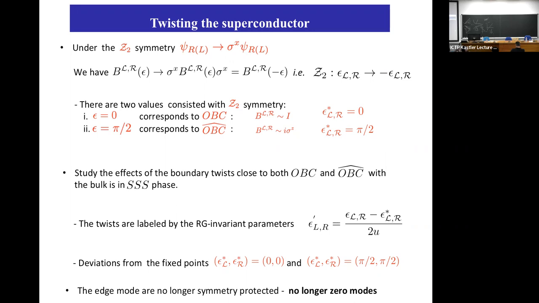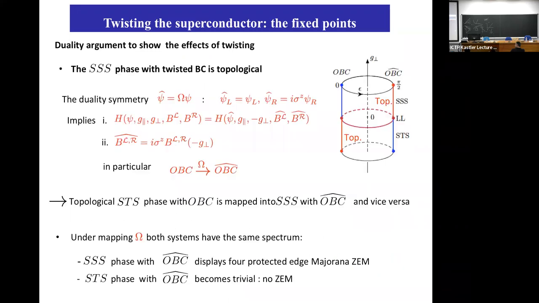And for these values, indeed, the edges have zero energy. But if I move away from those values, then epsilon prime measures the amount of moving away, and I will have not zero edge modes, but mid-gap modes, namely the edge modes will acquire energy, but it will be below the mass gap. So with this deviation, the edge modes are no longer symmetry protected and no longer zero energy modes.